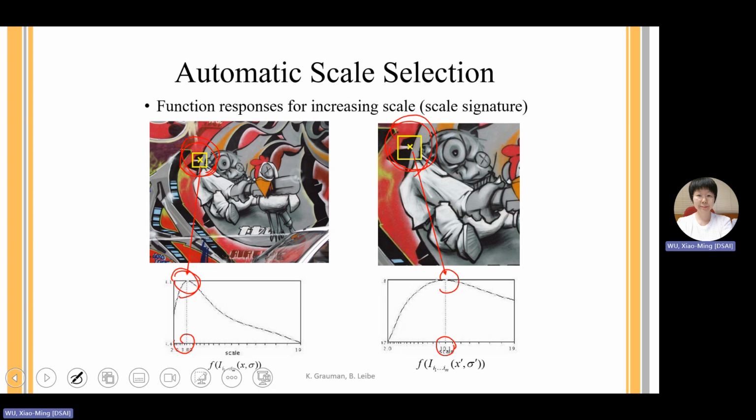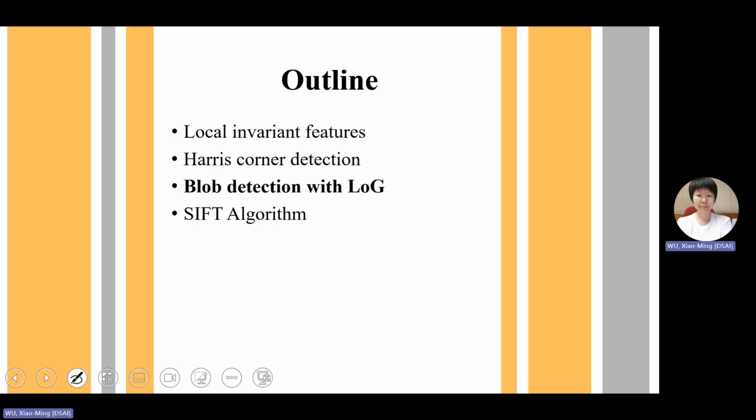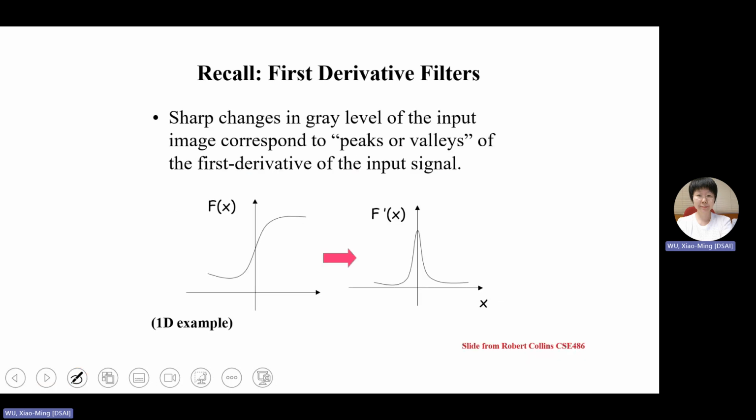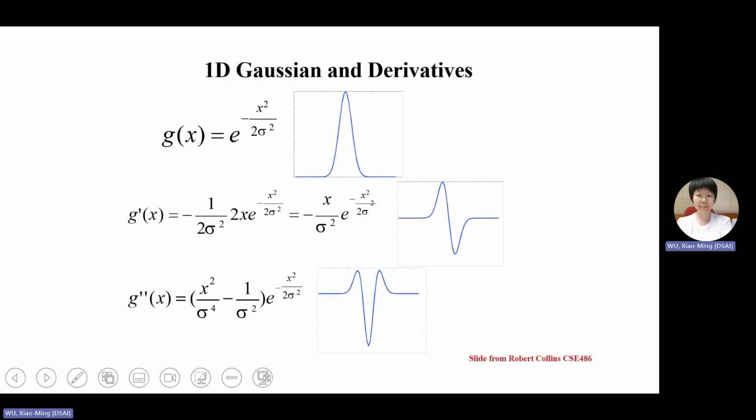Okay, so we need such a function f. The function f is very carefully designed such that it will generate maximum response when the scale is right for the key point. Okay, so now I'm going to introduce such a carefully designed function for blob detection. These few slides are for your reference.